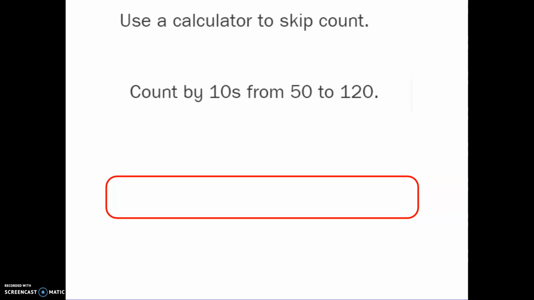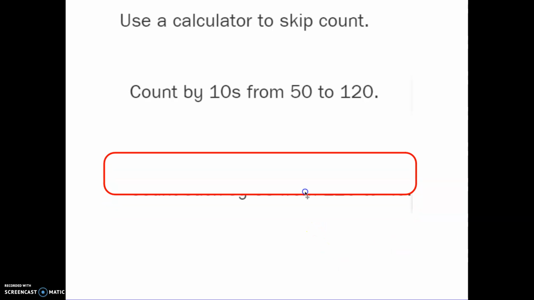The way that you do that on your calculator, you cleared it out, you've typed in 50, hit the plus sign, and then type in 10, and then equals. And then you should have 60. Keep tapping that equals sign until you get to 120. So you should be at 60. Hit the equal sign, 70. 80. 90. 100. 110. 120.